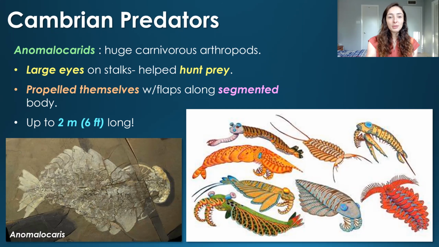So in terms of Cambrian organisms, there were major predators, huge carnivorous predators called anomalocarids, that we can see the diversity of in the bottom right figure. And these were arthropods that had large eyes on stalks that helped them hunt prey. And they propelled themselves with flaps along their segmented body. And they got up to 2 meters or 6 feet long.